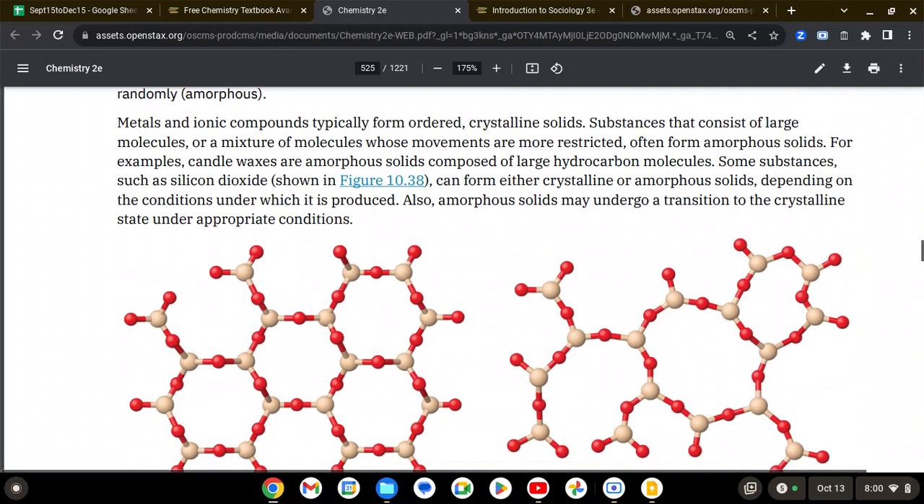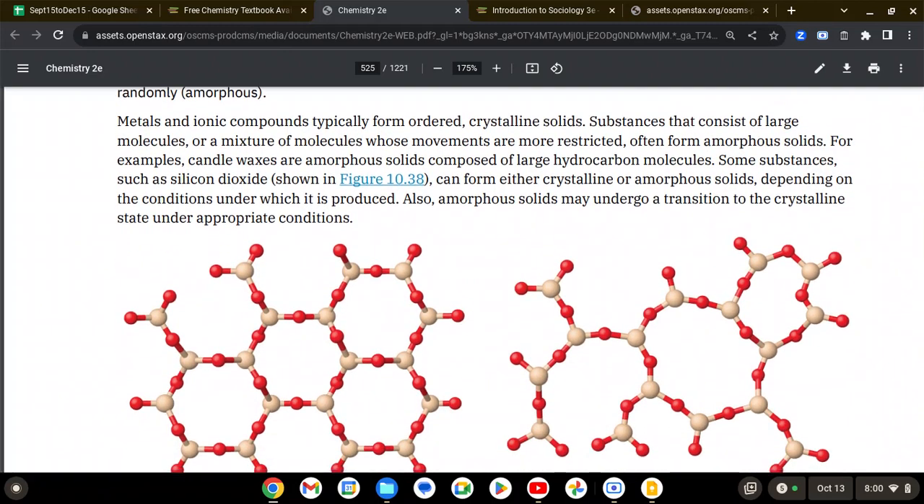Metals and ionic compounds typically form ordered crystalline solids. Substances that consist of large molecules.